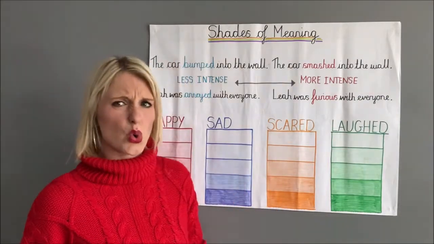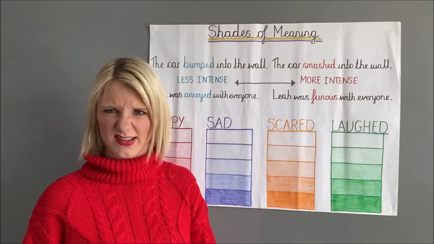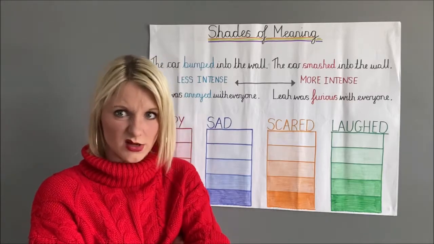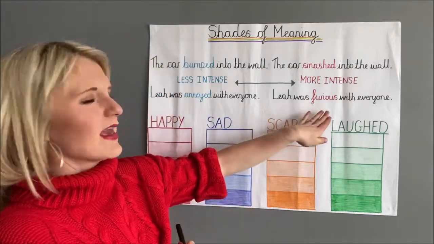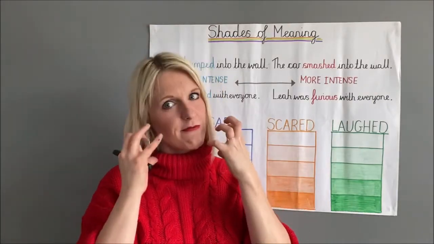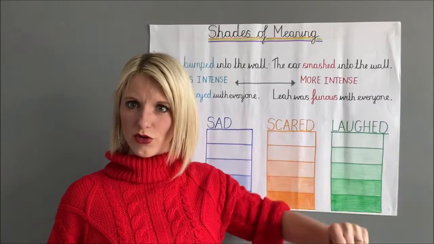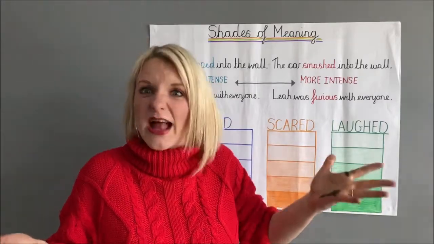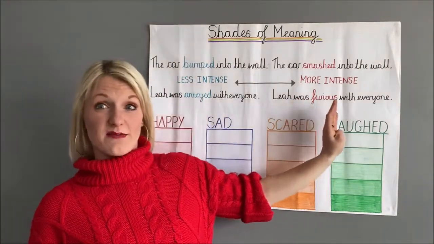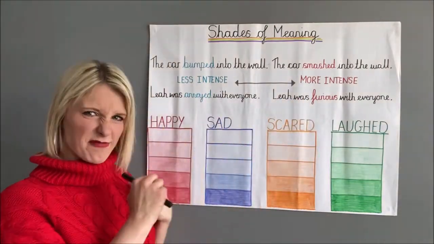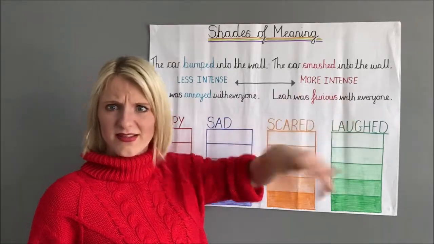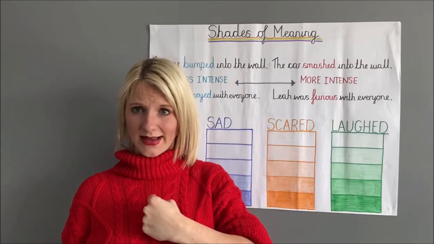Leah was annoyed with everyone suggests that she's feeling just a little bit annoyed, maybe muttering under her breath, with folded arms. But if Leah is furious with everyone, that gives us more of an idea that she's red in the face, that she wants to storm from the room. She might even start shouting at the people in the room. So they have very different shades of meaning. This one is less intense. The feeling of anger isn't that strong in her yet. And this one is much more intense. The feeling of anger is really intensely in her body.